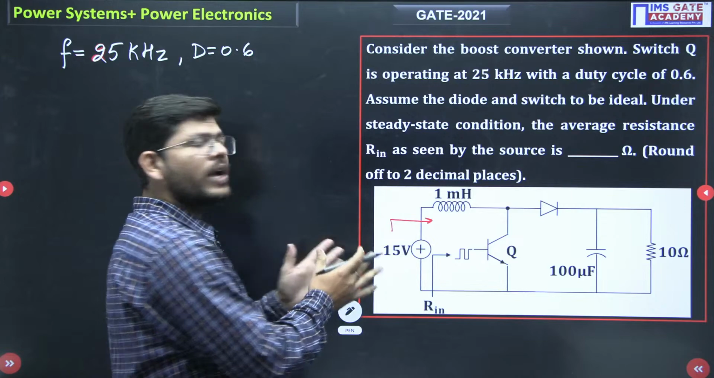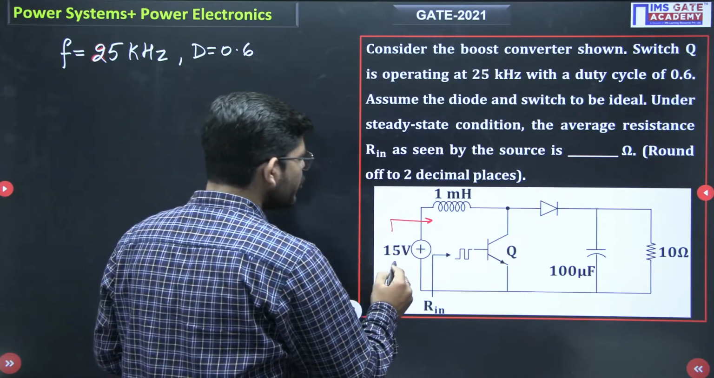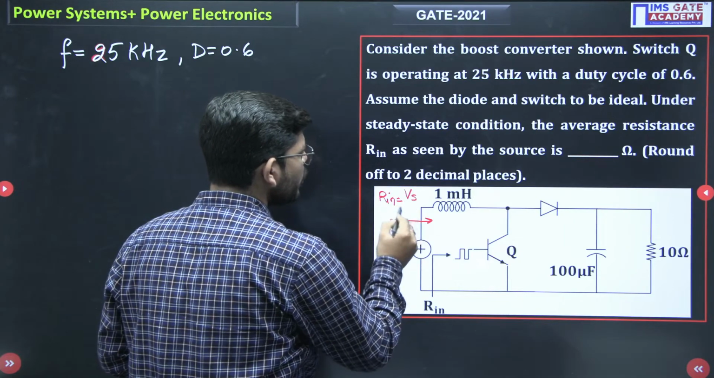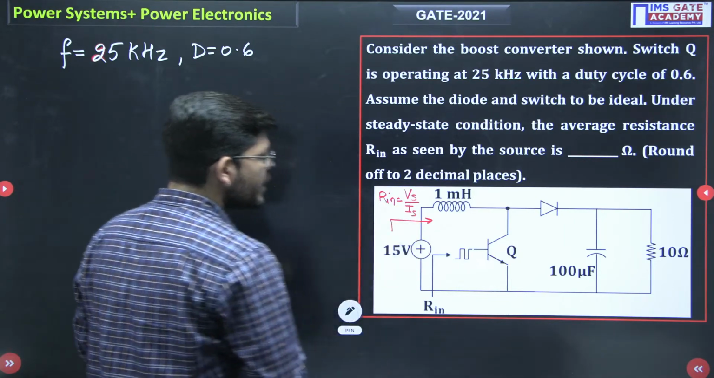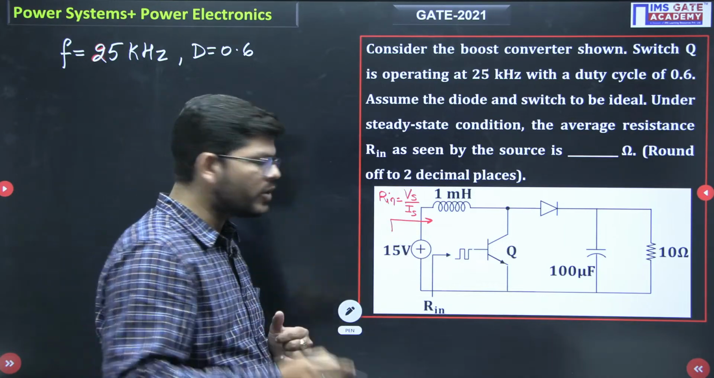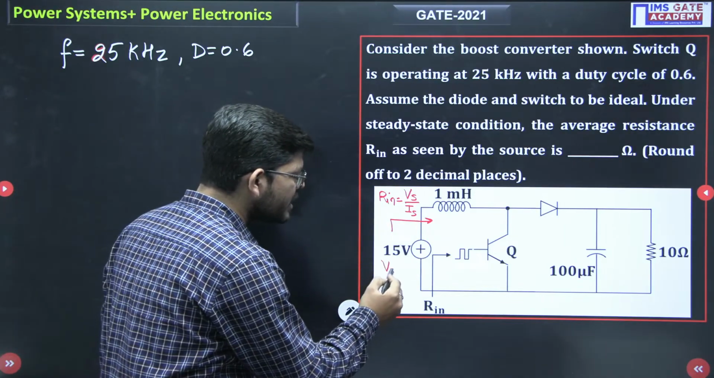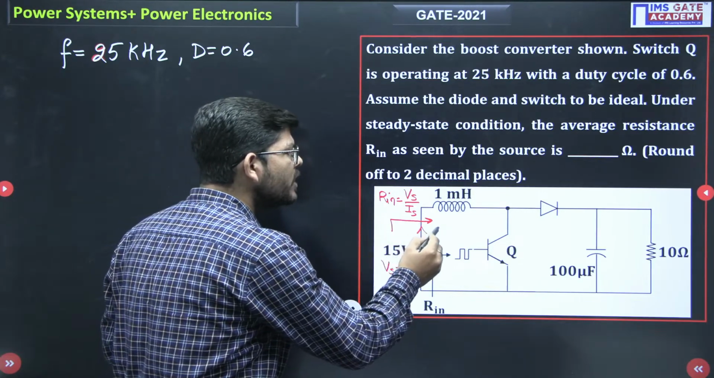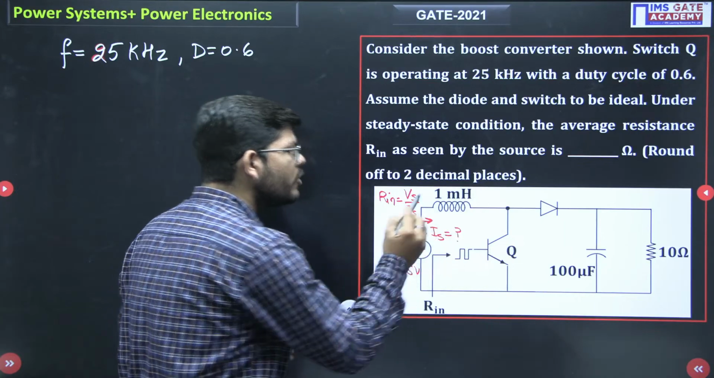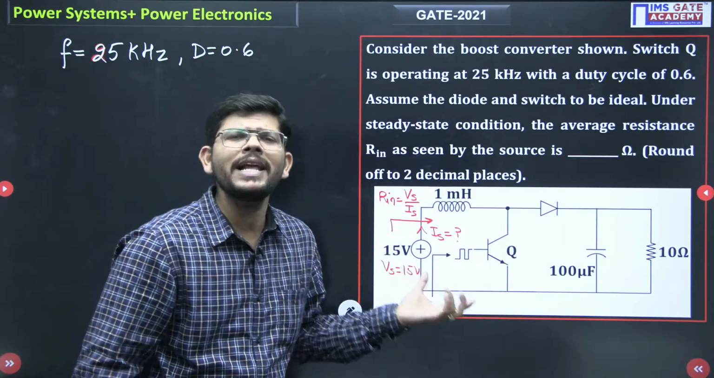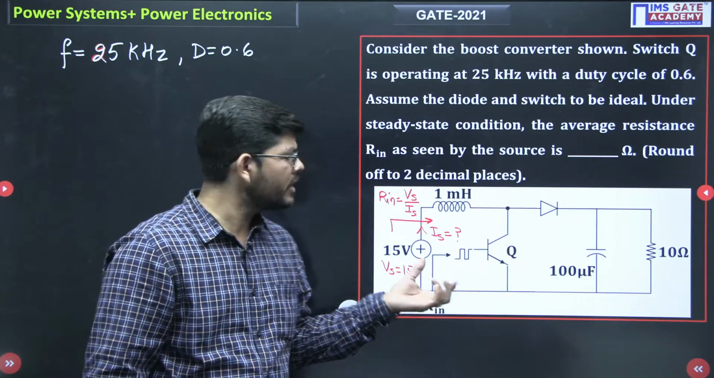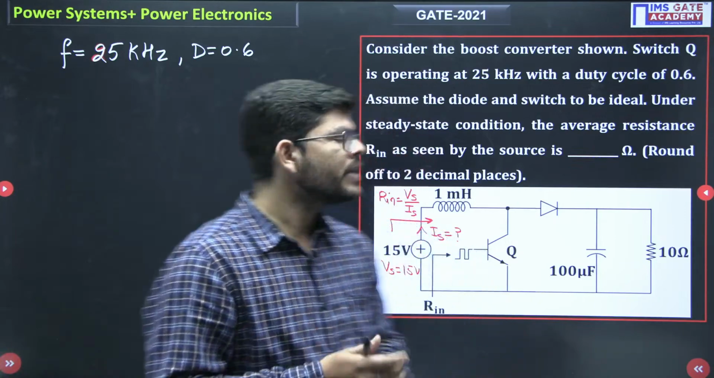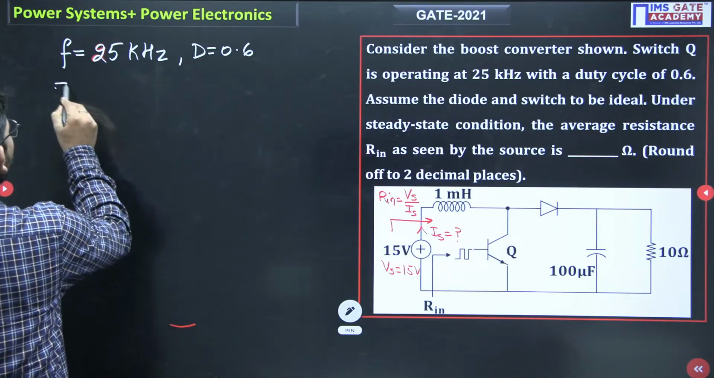So if we have to calculate the input resistance, that should be equal to the source voltage divided by the source current. So what is the value of source voltage? The source voltage is given to us, and this battery voltage is the source voltage, which is 15 volt. But we don't know what is the value of source current. If this value of source current is known to us, we only have to divide this source voltage with the source current and we will get our answer. So this is what we have to determine.